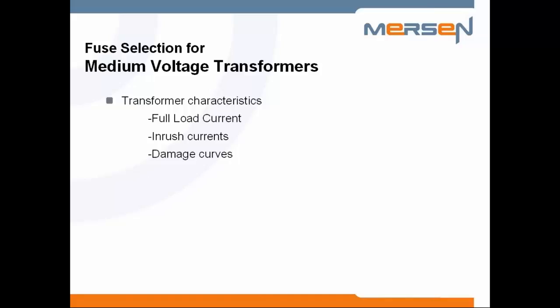The fuse must be to the left of the transformer damage curve to ensure that it protects against all through faults and will protect the coils from being damaged. The other thing to be looked at is the E-rated fuse characteristics. You need to match that up with the inrush currents and the damage curves.